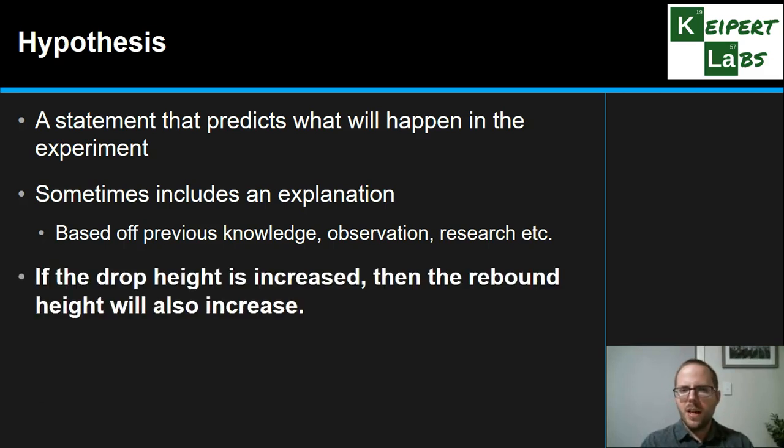Okay, so here's a statement. If the drop height is increased, then the rebound height will also increase. So it mentions both variables, but it is a statement of a prediction. Now that prediction might be fairly straightforward or it may not be. The prediction may be right or it may be wrong at the end of the experiment. But the experiment's all designed around testing this statement out.